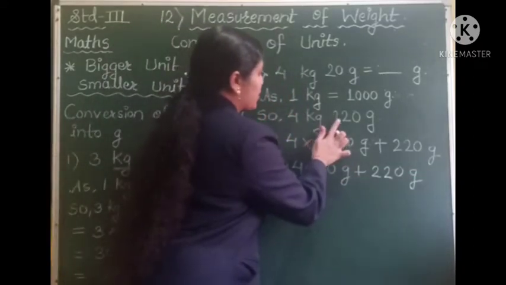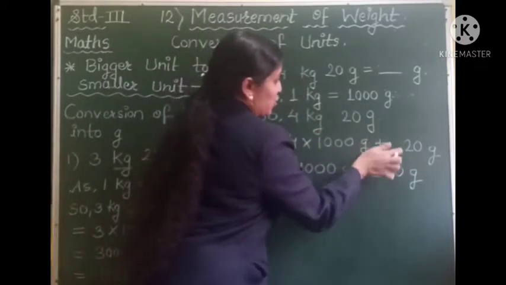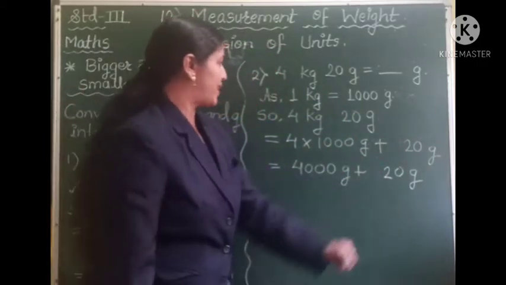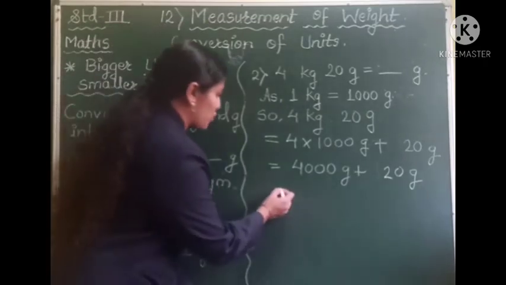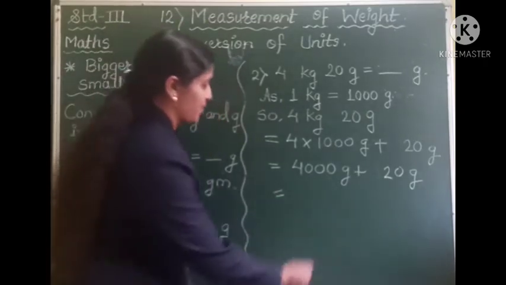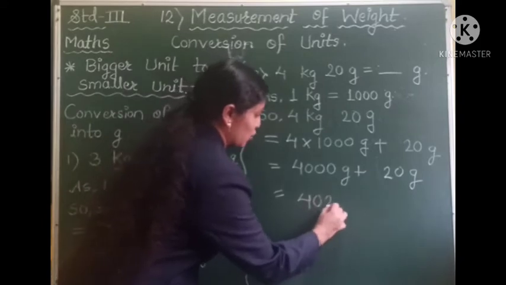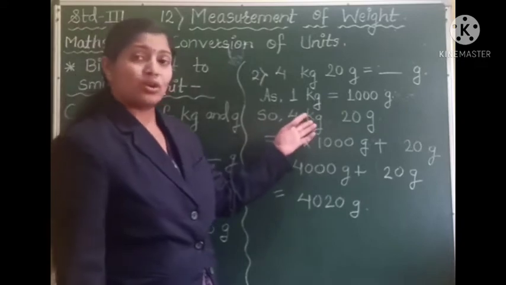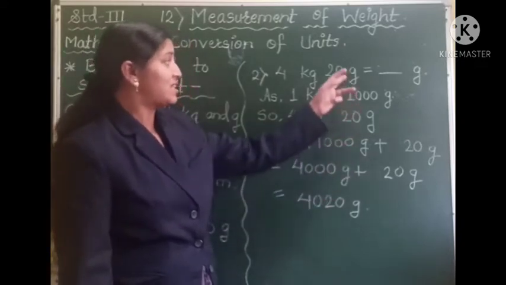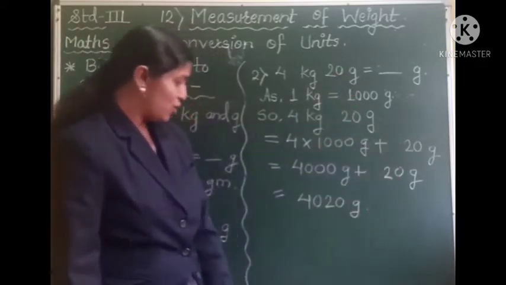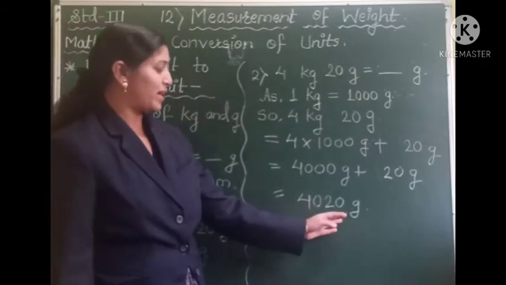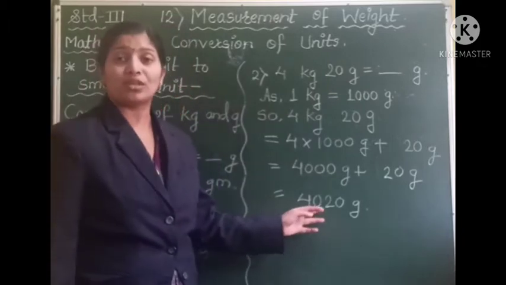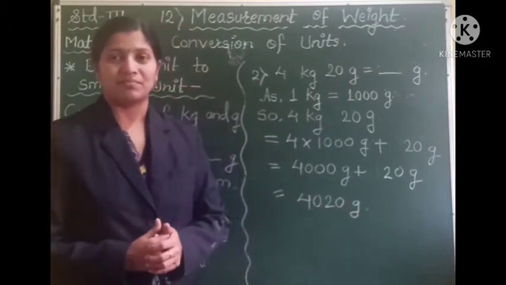Sorry, it is not 220, it is just 20. I took the same number as in the earlier case. Okay, it is just 20 gram. So what will be the answer? It will be 4020 gram. So you can see only the kilogram is converted into gram and this gram is written as it is. So the answer is 4020 gram. 4 kg 20 gram is equal to 4020 gram.